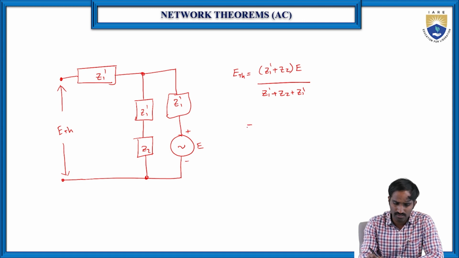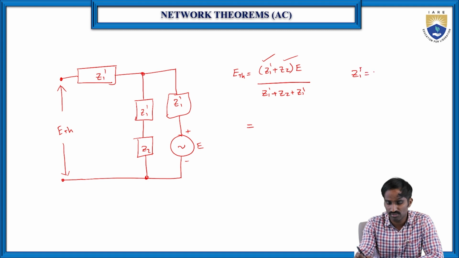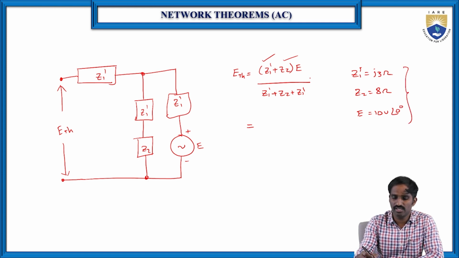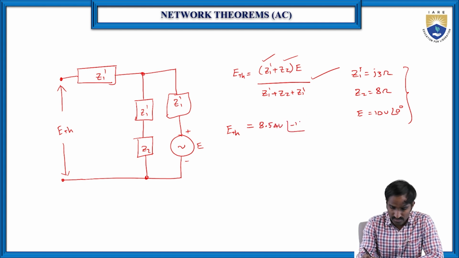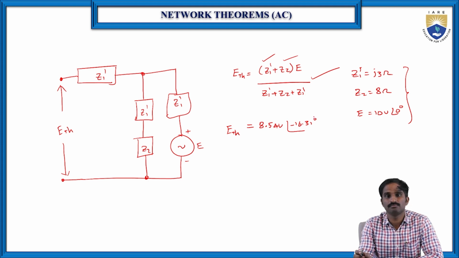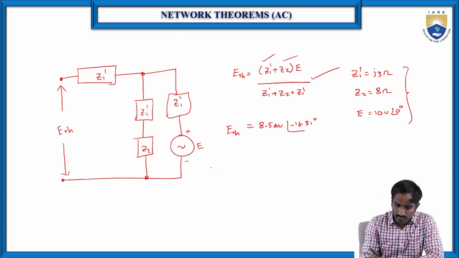By substituting the values of Z1 dash, Z2 and Z1 dash, Z1 dash is equal to j3 ohms, Z2 is equal to 8 ohms, and E is equal to 10 volts at an angle of 0 degrees. Substitute all these values in this equation, and you will get finally the E Thevenin value, which is 8.54 volts at an angle of minus 16.31 degrees.